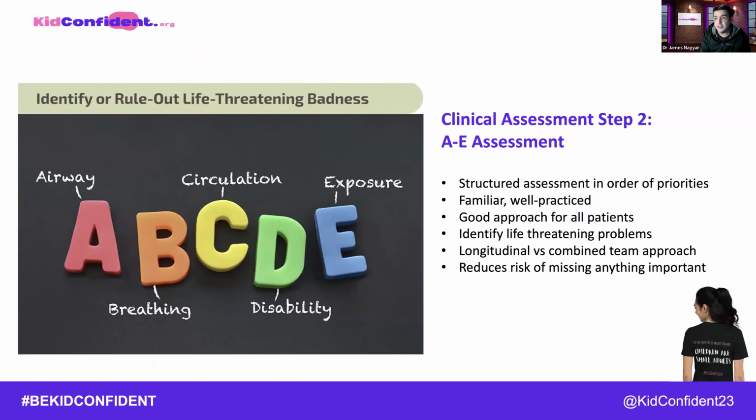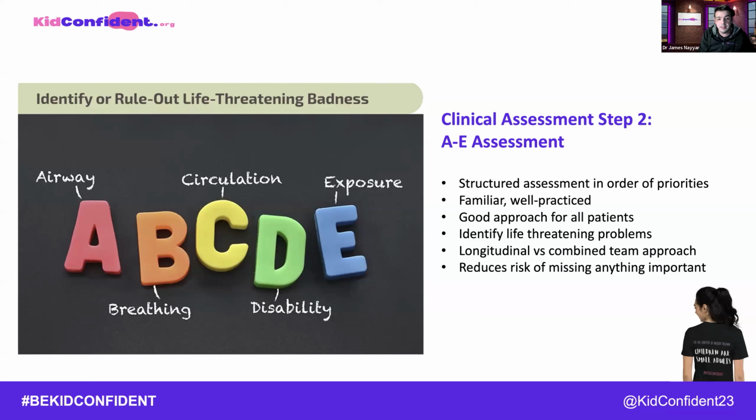So that's the first part of the KidConfident approach, the paediatric assessment triangle. And then step two is the A to E assessment. And this is something that you all know how to do absolutely backwards. So this gives you a familiar structure to follow and be confident with doing. It doesn't have to be reserved for the sickest patients. It can be a really useful approach to all patients, and it can be used to help you remember to do all your observations and check everything.